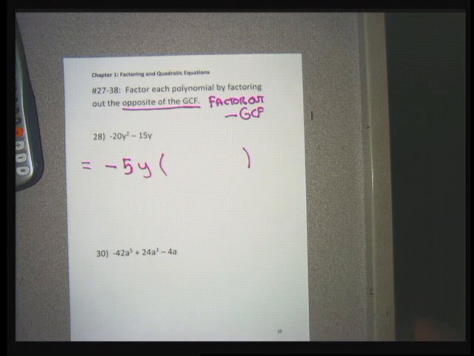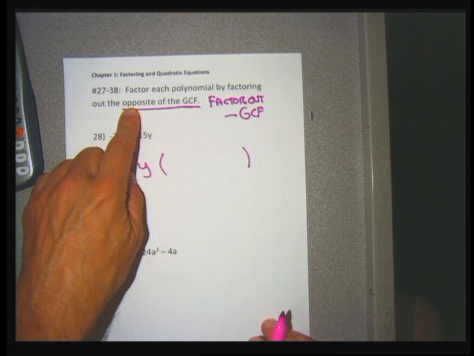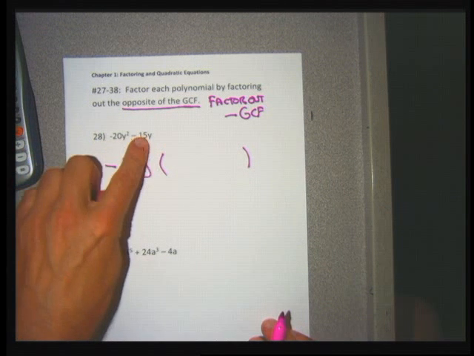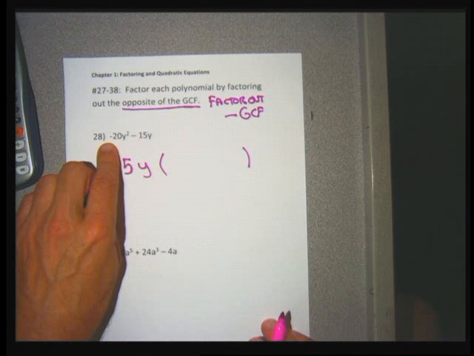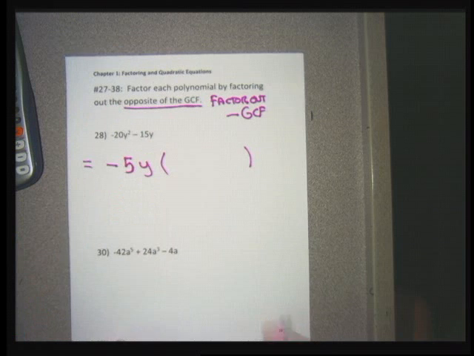So what's going to go in front of my parentheses? Always for 27 through 38, I'm going to put a negative because I'm asked to factor out an opposite, and then the GCF. And the GCF is still the biggest number that divides evenly into the numbers, and if they have a letter in common, the smallest exponent. So now I'm going to divide by 5 and take one y away and flip the signs, because the opposite makes me flip the signs.